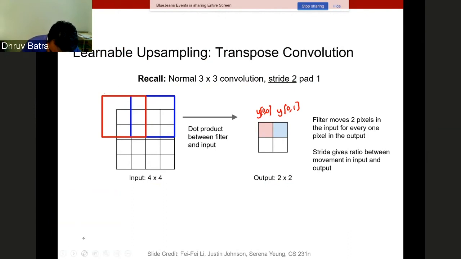We are placing this filter on the input from here to here. All right. So far, so good.